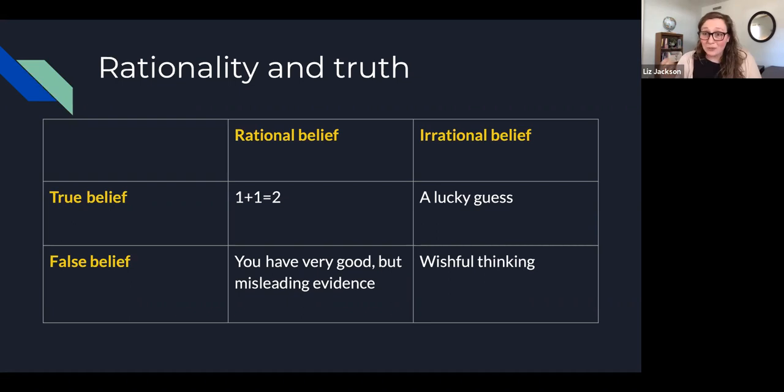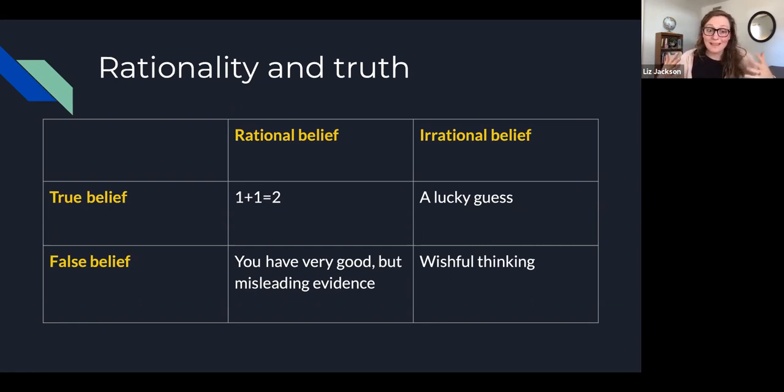But you can have rational beliefs that end up being false. And these are cases where you have really, really good evidence for something, but it ends up being misleading. So think about another sports example. Let's say two teams are going to play each other, and one team is way better than the other. We have March Madness in the US, and the teams are ranked 1 through 16, and there's almost no cases where a 16 seed beats a 1 seed. But a couple years ago, that actually happened.